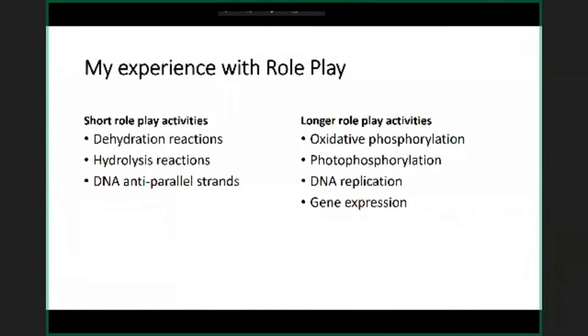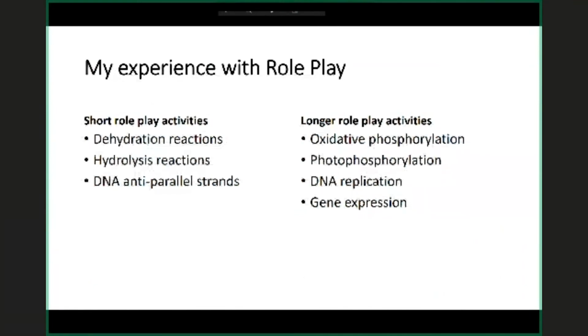So here are some examples of my experience with role play from my general biology class. I have used short role play activities versus long role play activities. I'm going to give you an example of a short versus a long so that we can look at both. For the short role play activity, I have done dehydration reaction activities with the students, hydrolysis reaction, and DNA antiparallel strands. I'll show you an example of how I've used the dehydration reaction activity.